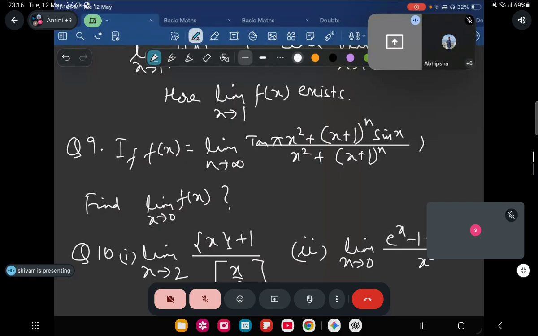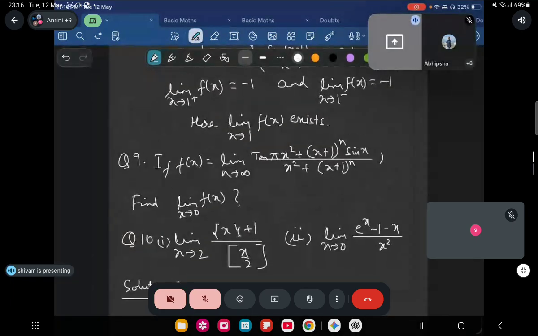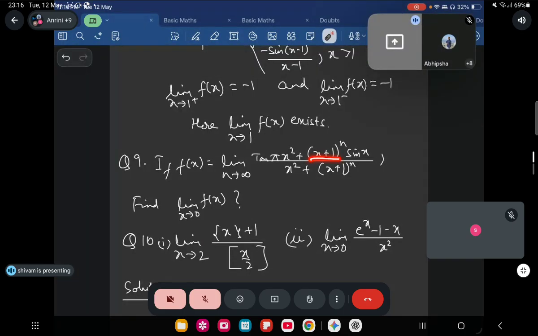Okay, so everyone see. First one, number 9. Limit n tends to infinity. So everyone, we need to define the function around 0, because around 0, this x plus 1 can be greater than 1 and can be less than 1. So for x greater than 0, what are you getting?